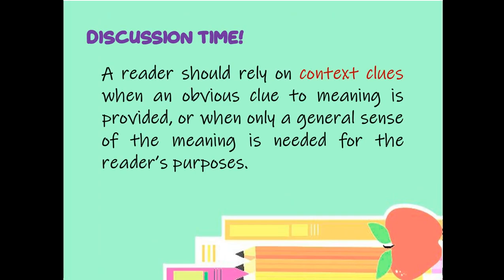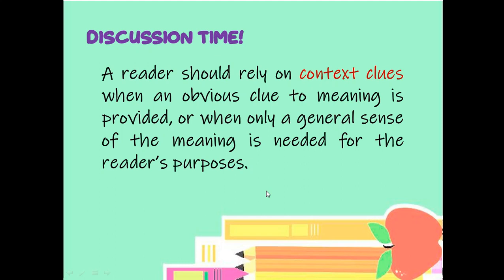Now, to make it clear, a reader should rely on context clues. We have here the red text. When an obvious clue to meaning is provided or when only a general sense of the meaning is needed for the reader's purpose. I repeat, a reader should rely on context clues when an obvious clue to meaning is provided or when only a general sense of the meaning is needed for the reader's purposes.